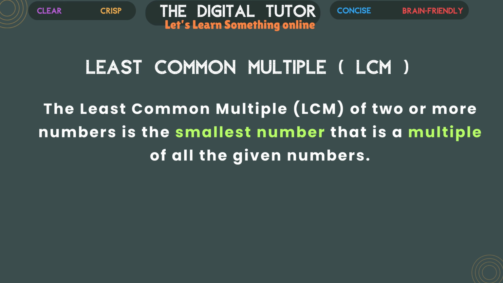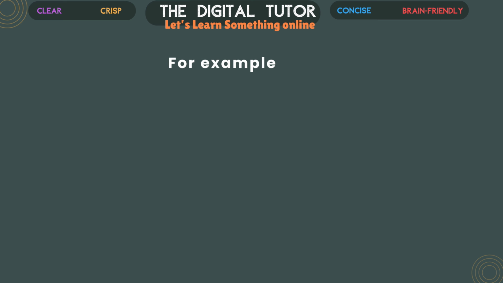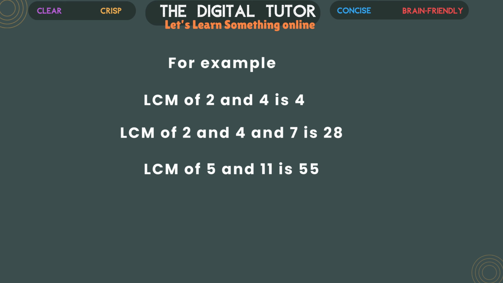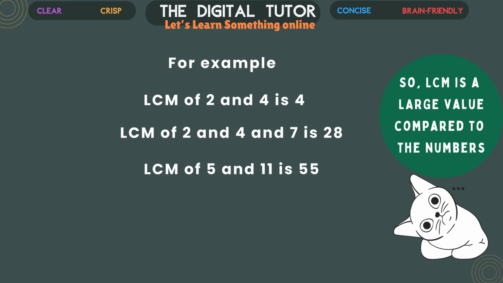The least common multiple, or LCM, of two or more numbers is the smallest number that is a multiple of all the given numbers. For example, the LCM of 2 and 4 is 4, the LCM of 2, 4 and 7 is 28, and the LCM of 5 and 11 is 55.